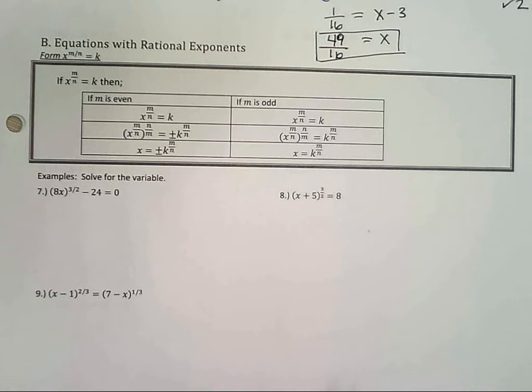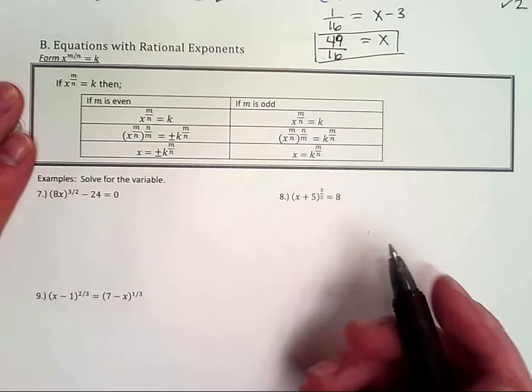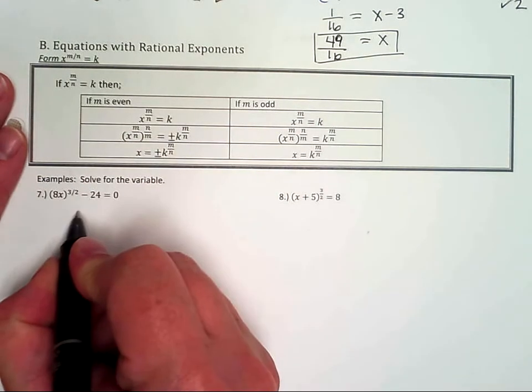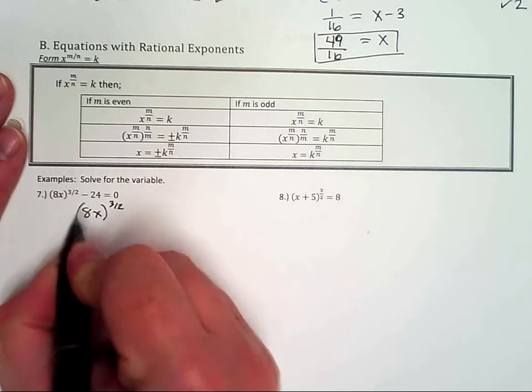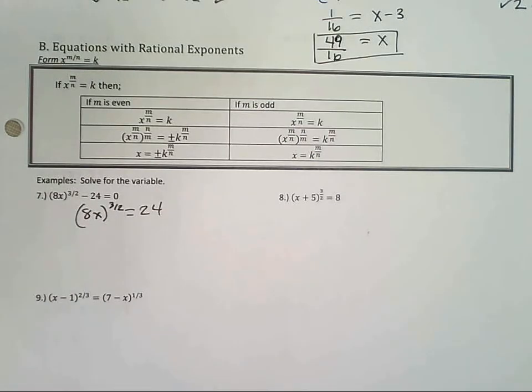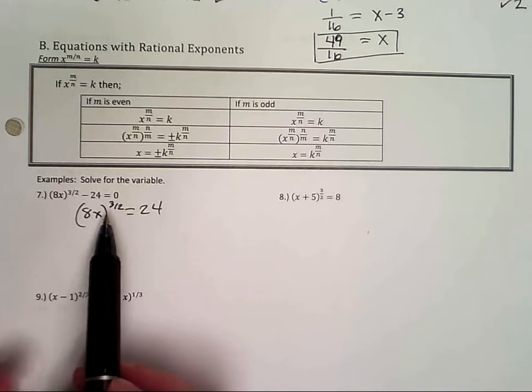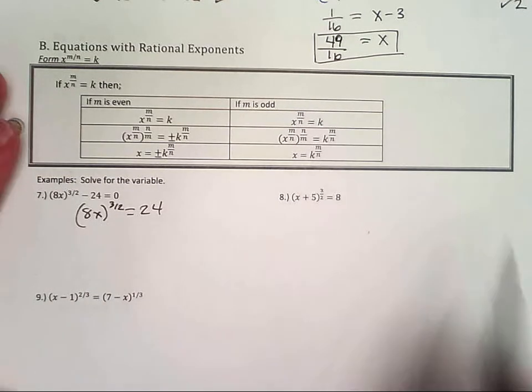I have 8x to the 3 over 2 minus 24 equals 0. So again, I need to isolate that power so that I can do all this business here. So isolate that power. I'm going to add 24 to both sides. I get 8x to the 3 over 2 equals 24. Here, what's my m? What's my n? Good. M is the numerator. It's odd. So I'm only going to end up with the same sign.